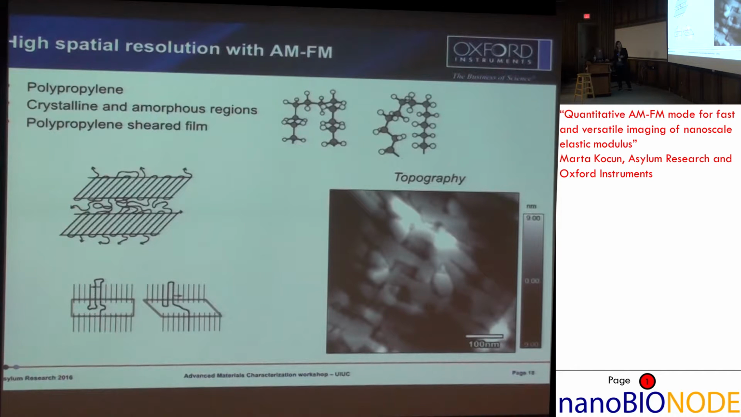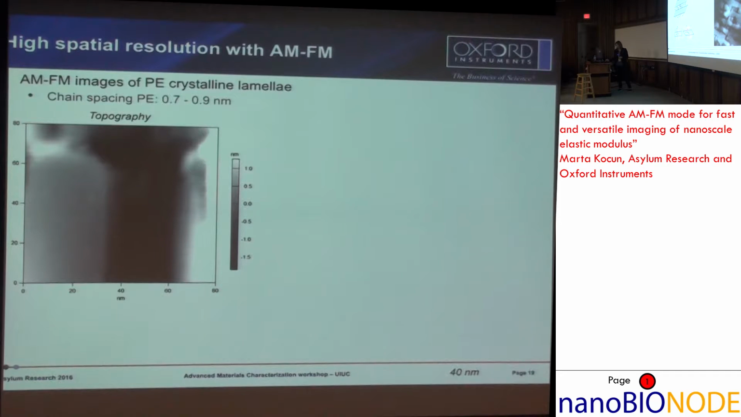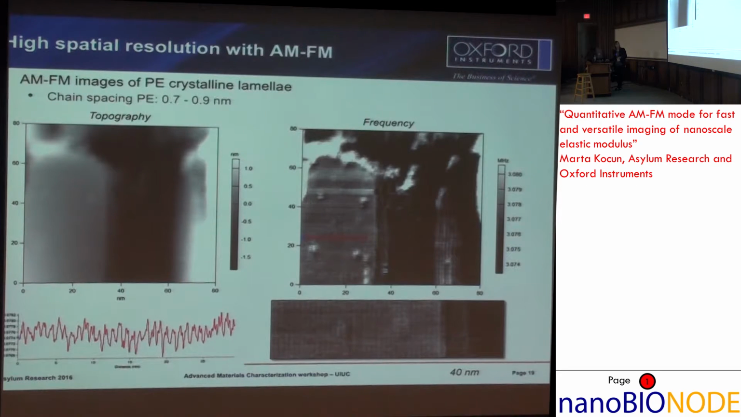On the right side here you have the topography. Again, this is pretty zoomed out, around a half micron image. And when you start zooming in, this is 80 nanometers. Again, topography doesn't show much. You know that there are some high areas and low areas, but it's when you start looking at the frequency that you can see very regular arrangement of the polymer chains. And once again, the numbers reported in literature are between 0.7 and 0.9 nanometers, and this is about the spacing that we're seeing. So we're actually very excited about the fact that we can image these polymers without any special prep.